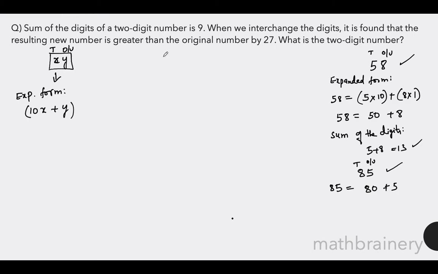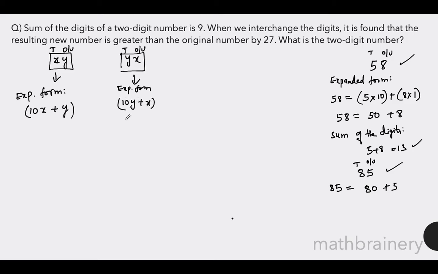Let's interchange the digits. That is, yx will be the new two-digit number with y in the tens place and x in the ones place or units place. What is the expanded form of this new two-digit number? This will be 10y plus x.